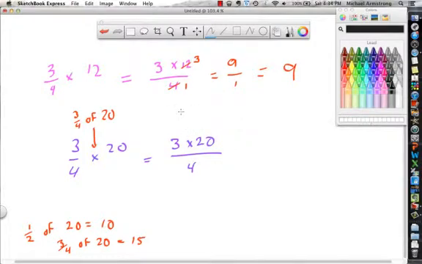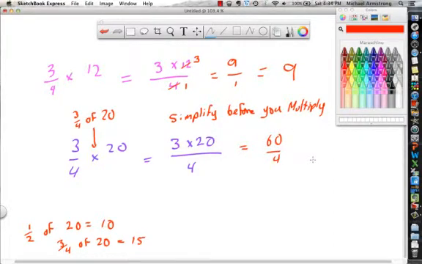Now, there's something that I always say that's important. I teach the kids: simplify, and it rhymes nicely, before you multiply. Okay, if you multiply this out, you're going to get 60/4. But I'm asking you to simplify before you multiply.